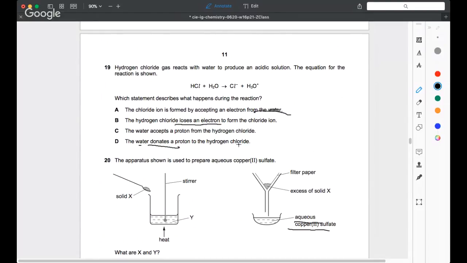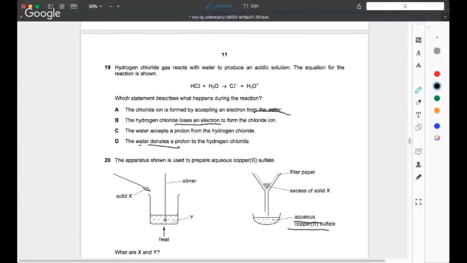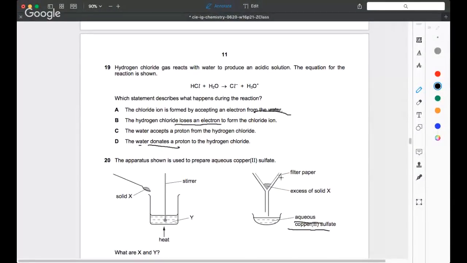Right. So here, let's go through them one by one. So the chloride ion is formed by accepting an electron from water. So this is wrong because the chloride ion is formed by accepting an electron from hydrogen, not water. So hydrogen loses one electron to become hydrogen cation, and chlorine gets an electron from hydrogen.